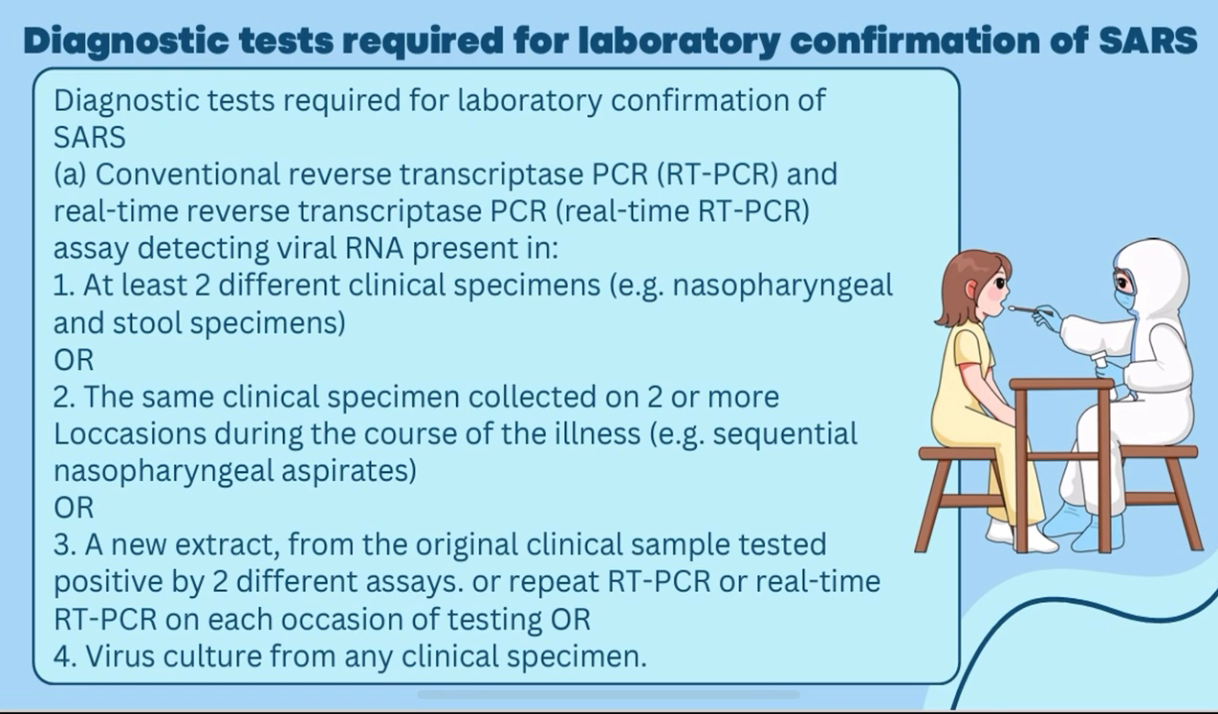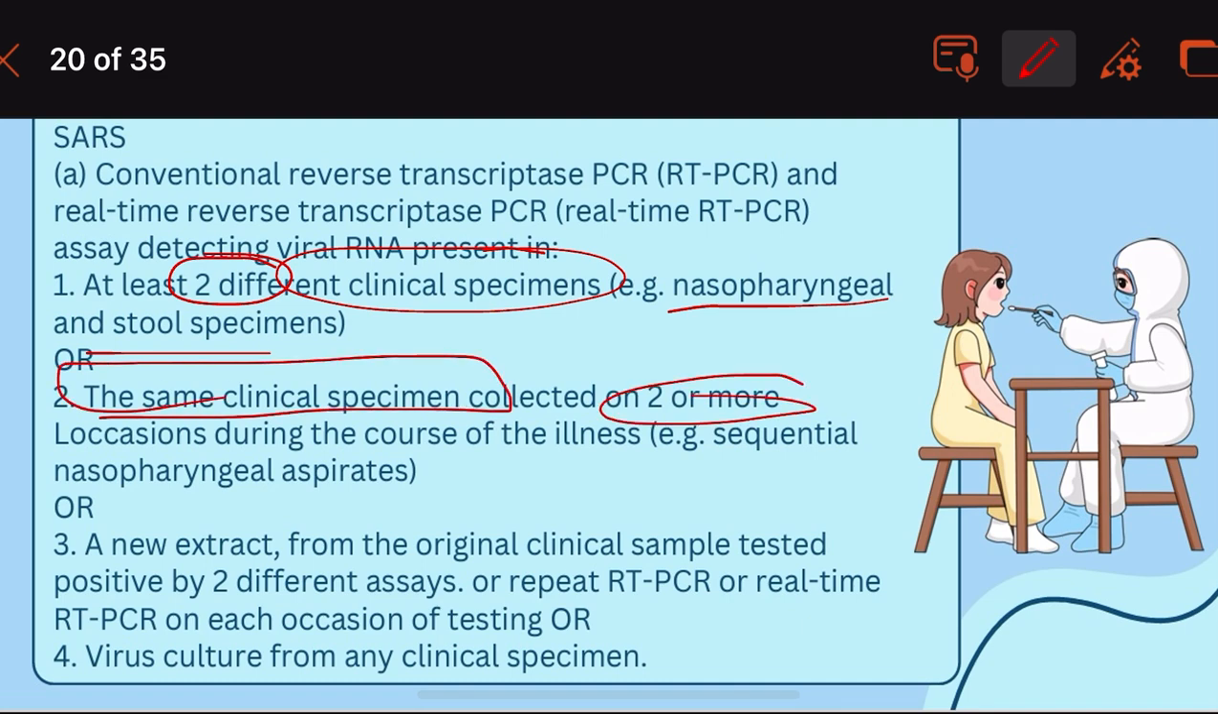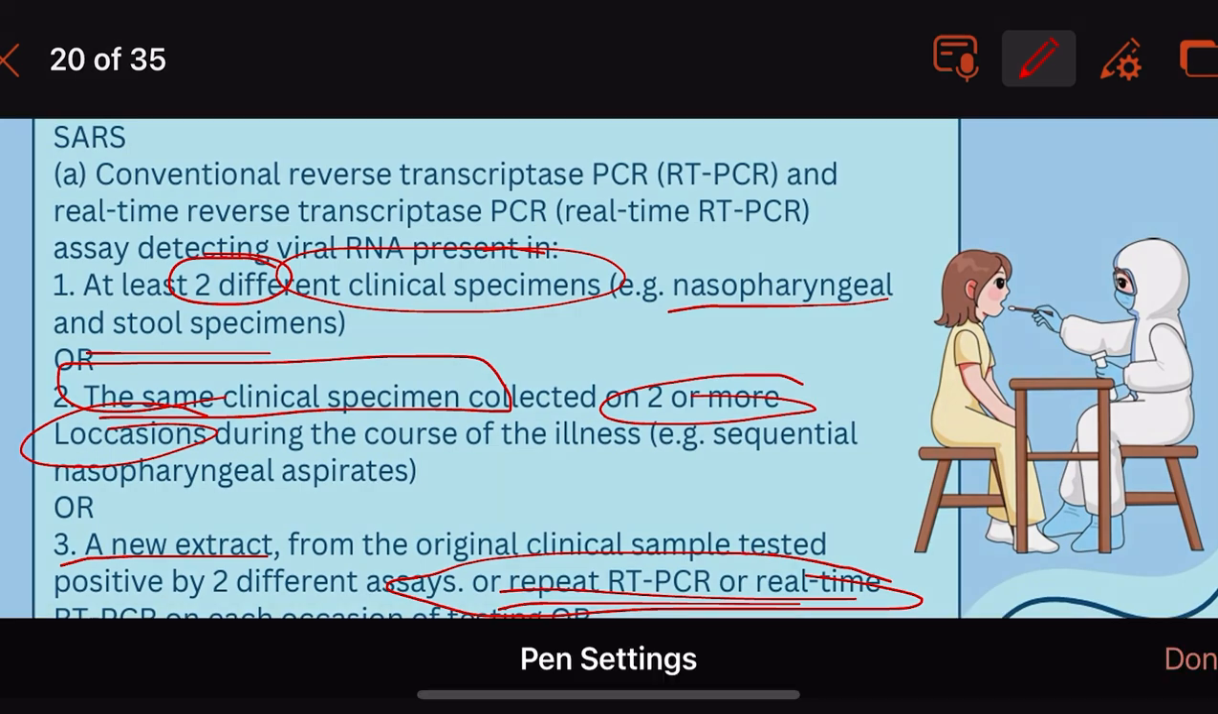We are taking clinical specimens on two different occasions, or two different clinical specimens. Specimens could be a nasopharyngeal specimen or a stool specimen. You see here, two different specimens are taken, nasopharyngeal or stool, or the same clinical specimen on two or more occasions, or a new extract is taken and we repeat the RT-PCR test, or virus culture from any clinical specimen can be done.